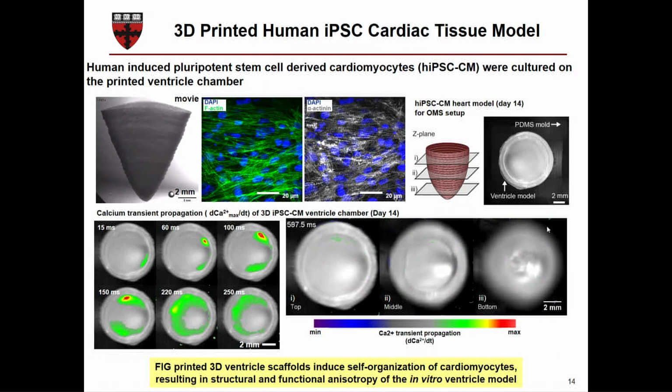And then we built the 3D in vitro ventricle model. After we printed the scaffold, we cultured the stem cell cardiomyocytes on top of this 3D ventricle. And then we can see these cardiomyocytes are nicely organized along the printing direction. We also measured the calcium propagation, which occurs around this ventricle and shows unidirectional propagation.